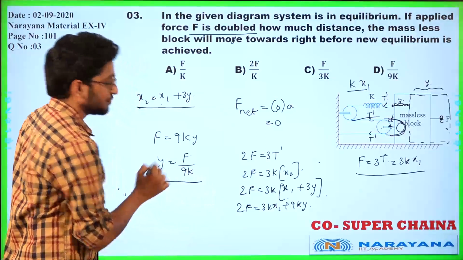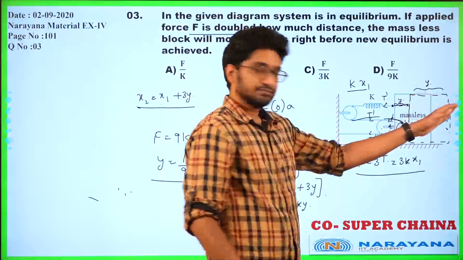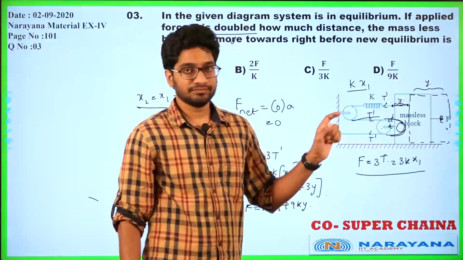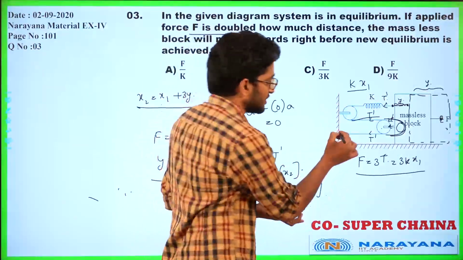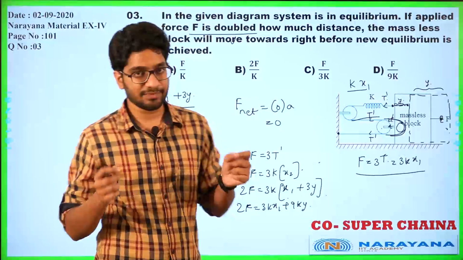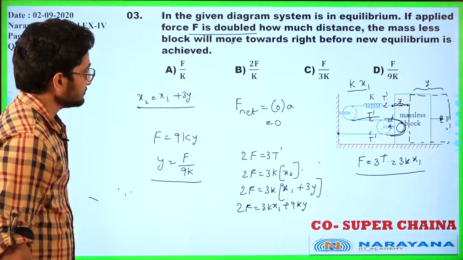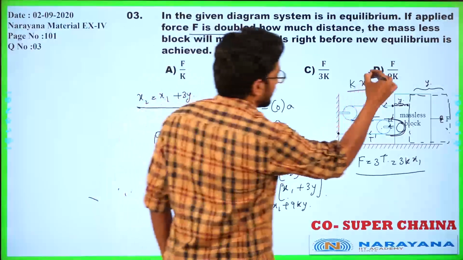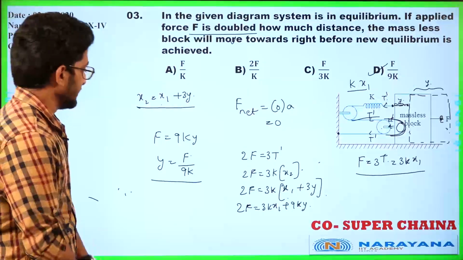So that is the distance moved by the massless block. If it moves forward a distance y, it needs an extra thread 3y. That extra thread can only be provided by expansion of the spring because the other end is fixed here. And string cannot expand, only springs can expand. So the spring expands by 3y. So the final answer would be f by 9k. Hope that is clear.